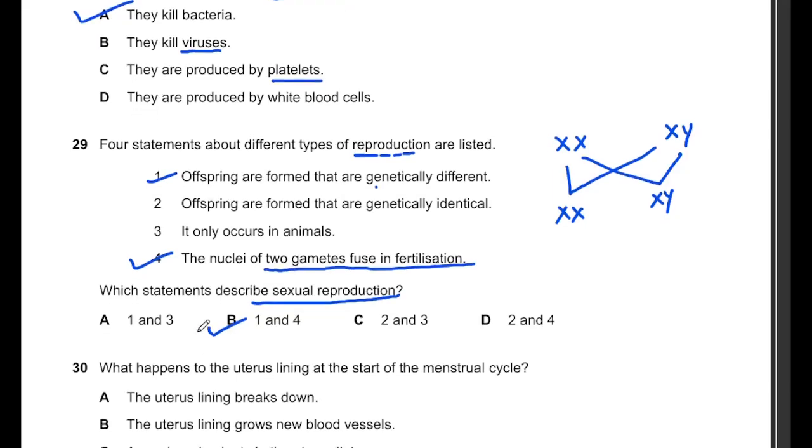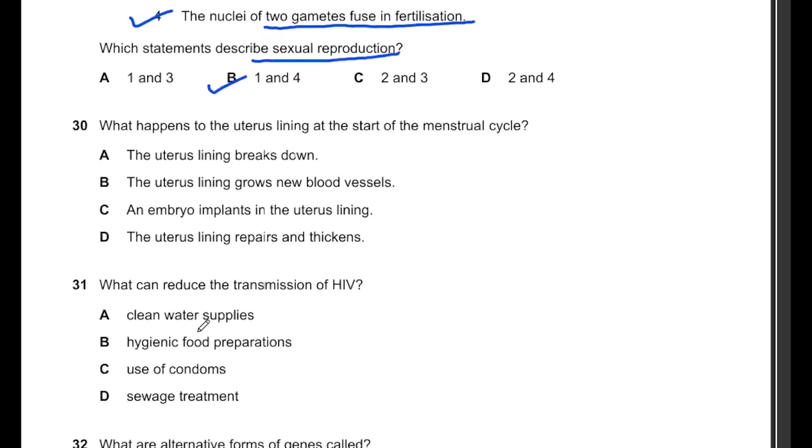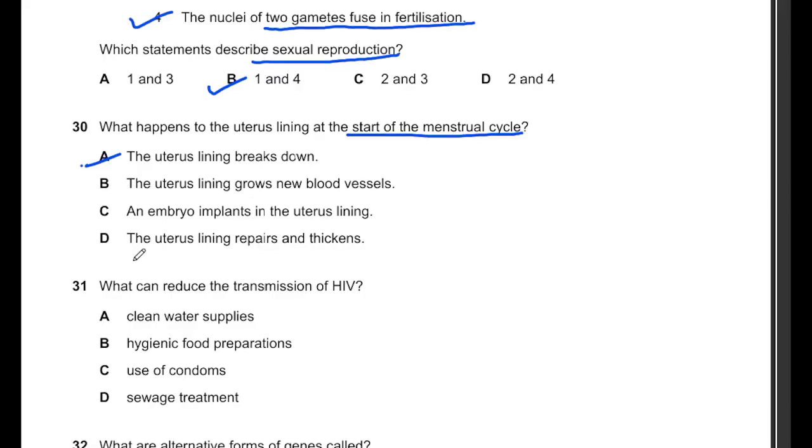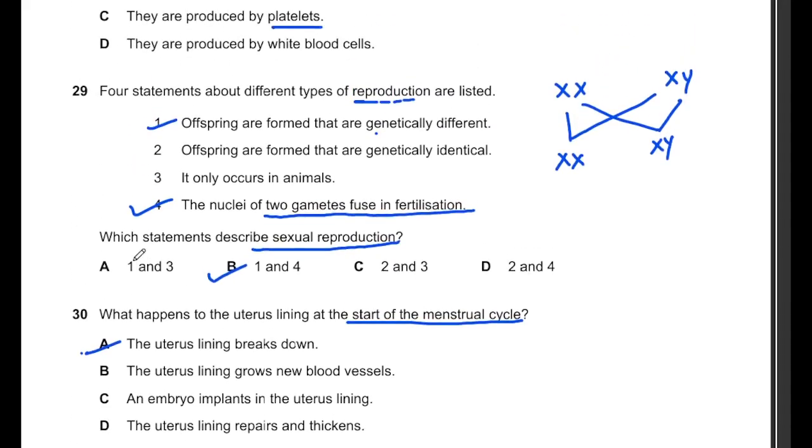Moving to the 30th question. What happens to the uterus lining at the start of the menstrual cycle? The uterus lining breaks down. That is the start of the menstrual cycle, right? Bleeding for 3 to 5 days, and that means the uterus lining has broken down. So that's the correct answer here. No need of going through the rest of this. You got your answer, right? So in this part 3 video, we have completed questions from 21 to 30. We'll put an end here for this part 3 video.